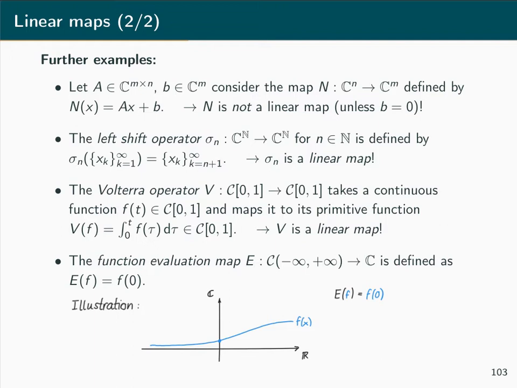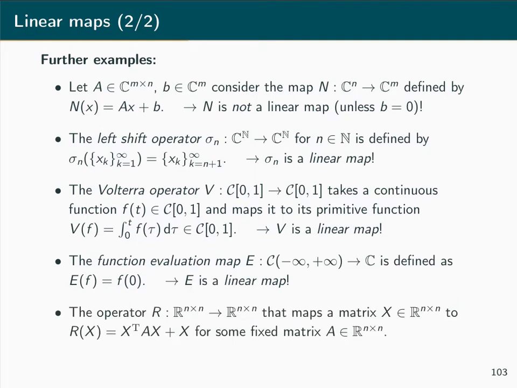To answer this, let's just go ahead and check the two properties of definition 6.1. So let's take another function g of x and observe that E of f plus g is just f of 0 plus g of 0, which is the same as E of f plus E of g. Moreover, E of alpha times f equals alpha times f of 0, so it's the same as alpha times E of f. So we conclude that the function evaluation map E is indeed a linear map.